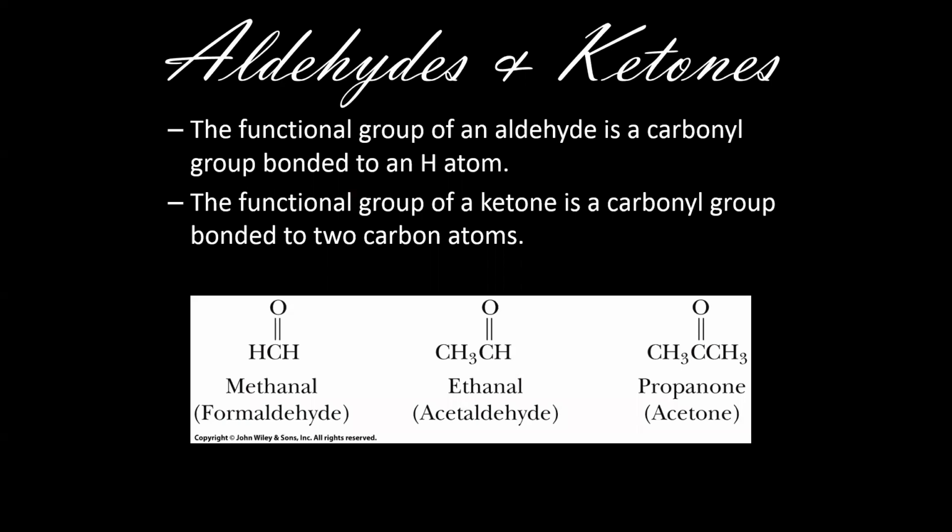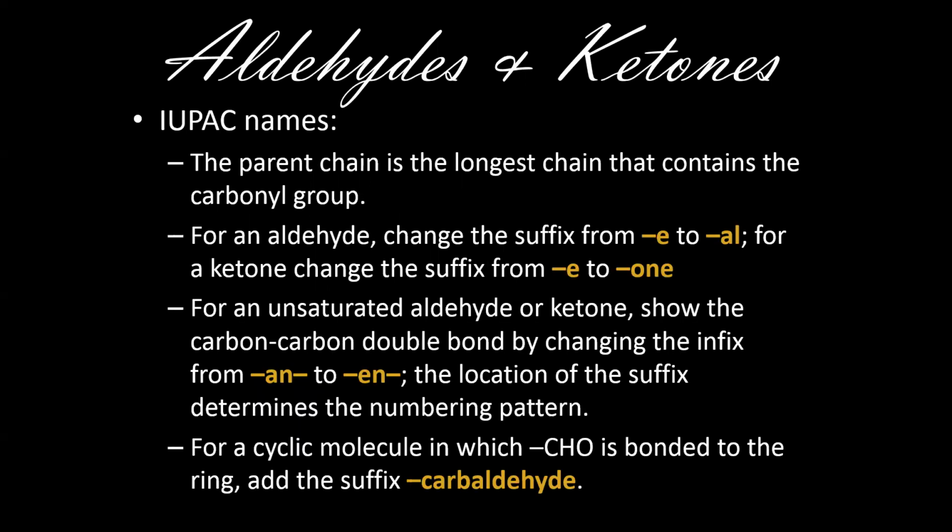The functional group of a ketone is a carbonyl group that's bonded to 2 carbon atoms. When we think about IUPAC names, the parent chain is going to be the longest chain that contains the carbonyl group. For an aldehyde, we change the suffix from E to AL, and for a ketone, that's the change from E to ONE. And for an unsaturated aldehyde or ketone, we show the carbon-carbon double bond by changing the infix from AN to EN, and the location of the suffix is what determines the numbering pattern.